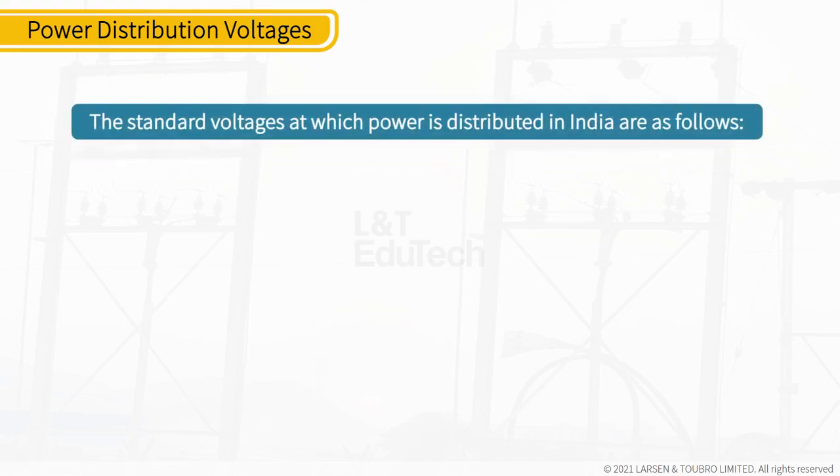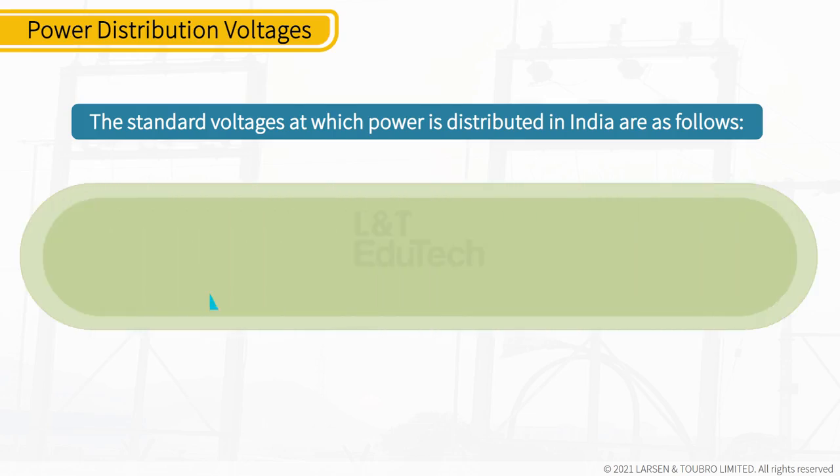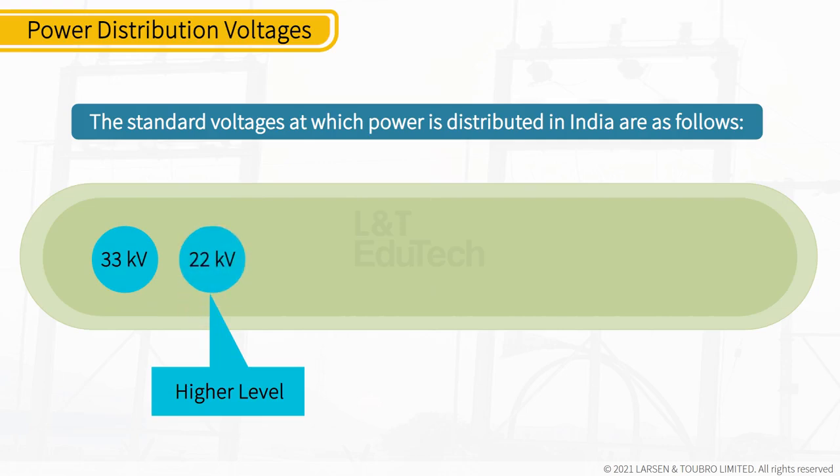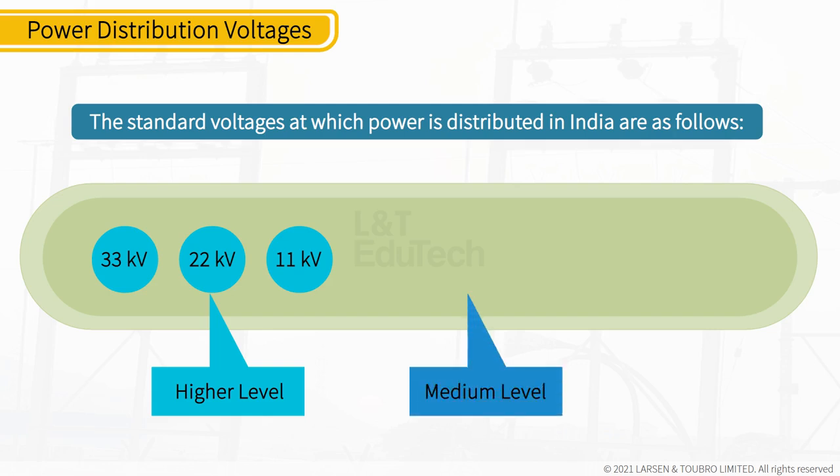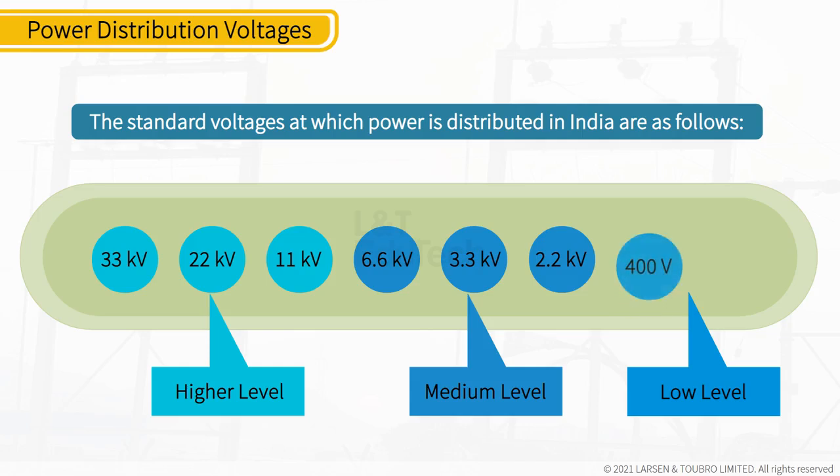Let's discuss the power distribution voltages in India. The standard voltages at which power is distributed in India are as follows. At the higher level, 33 kV, 22 kV, 11 kV. At the medium level, 6.6 kV, 3.3 kV, 2.2 kV. At the low level, it is 400 volts and 230 volts.